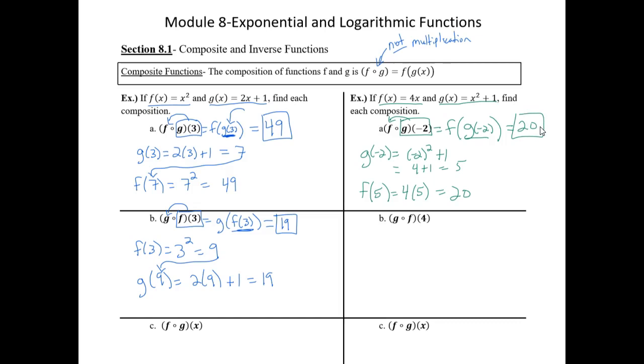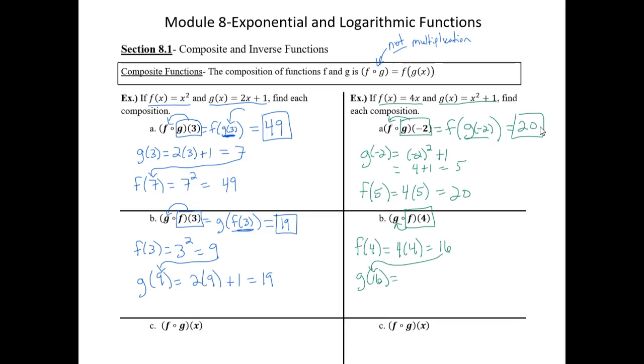In part B, same idea, same functions, but now we're finding g of f of 4. So f of 4 first. Again, this is not multiplication. Replacing x with 4, 4 times 4 is 16. Now that is going to go into function g. So g of 16. This solution is now going into g.